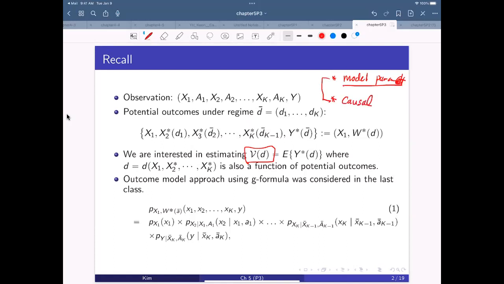Causal parameter. So what are the causal parameters we learned so far? One, in chapter 2, is the average treatment effect, ATE. So there is one particular causal parameter. But another causal parameter is actually this guy, right? The expected value of the potential outcome under a given particular D. So that is another important causal parameter.